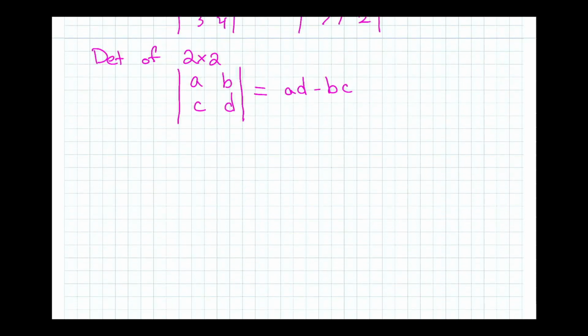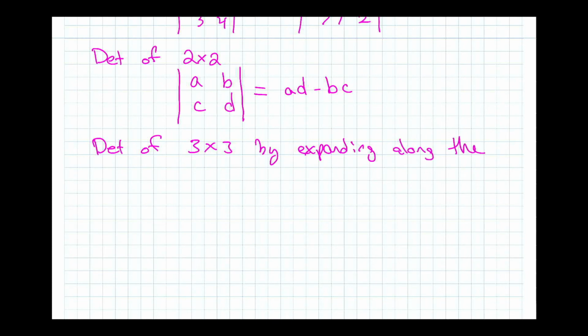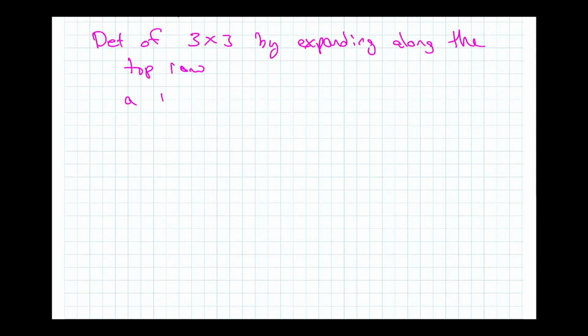But now what we need to talk about is finding the determinant of a 3 by 3 by expanding along a row, which you may not know. By expanding along the top row. So I'm going to write A, B, C, D, E, F, G, H, I. That's not the i from the standard unit vectors. That's just the letter I.